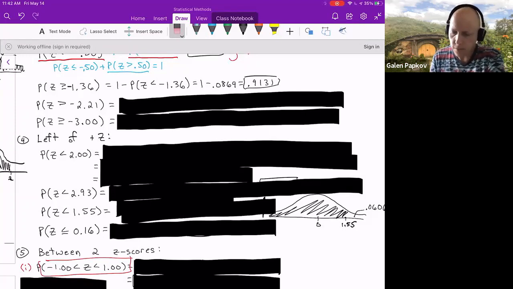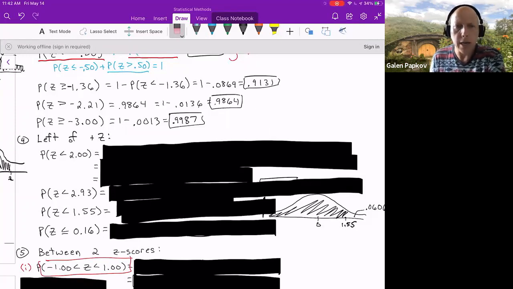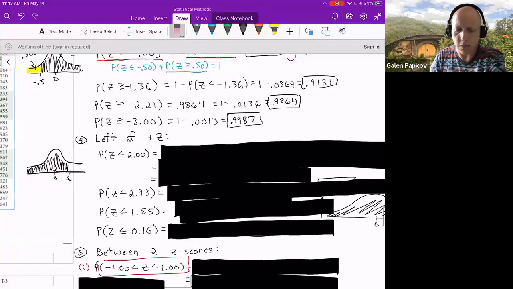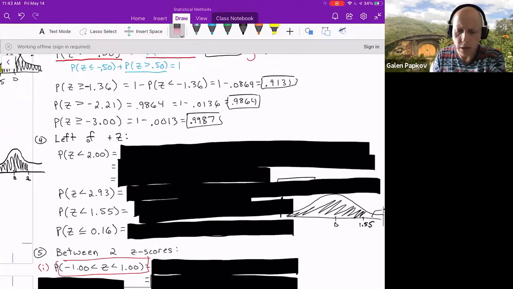All right, so what you should have gotten for the first two are 0.9864 and 0.9987. So you want, again, the areas to the right. The most common mistake here is not knowing whether you should or should not subtract from 1. Again, I think pictures are really helpful. So just to demonstrate, if we wanted to visualize this problem here, we want the area to the right of negative 2.21, which means we want this region.